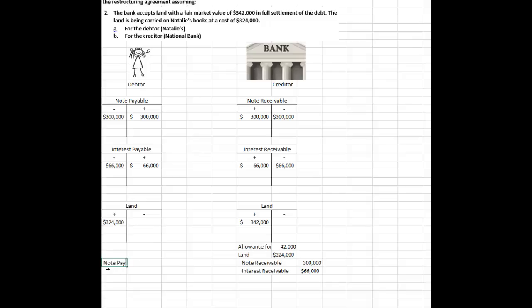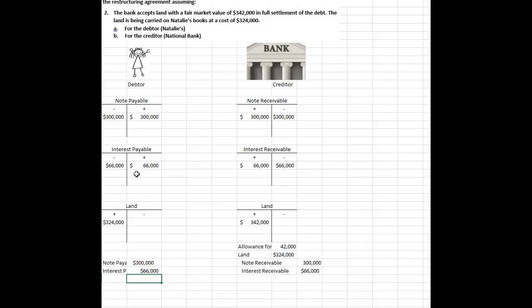Note payable. Just format this quick. And we have the interest payable. Both are going away, right? Debit that for 300,000. We're going to debit this for 66,000. You probably didn't have a problem with doing that.